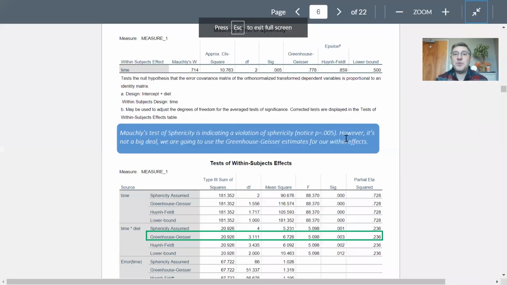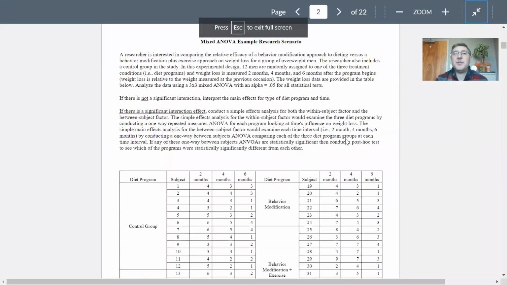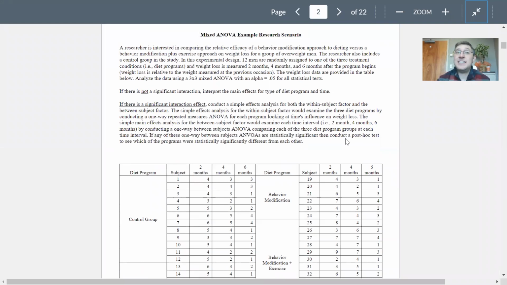So for this example, let's look at the research scenario here. In this example, a researcher is interested in comparing the relative efficacy of a behavior modification approach to dieting versus a behavior modification plus exercise approach on weight loss for a group of overweight men. In this study, we also are including a control group. So in this design, 12 men are randomly assigned to one of the three diet programs, and then weight loss is measured 2 months, 4 months, and 6 months after the program begins.